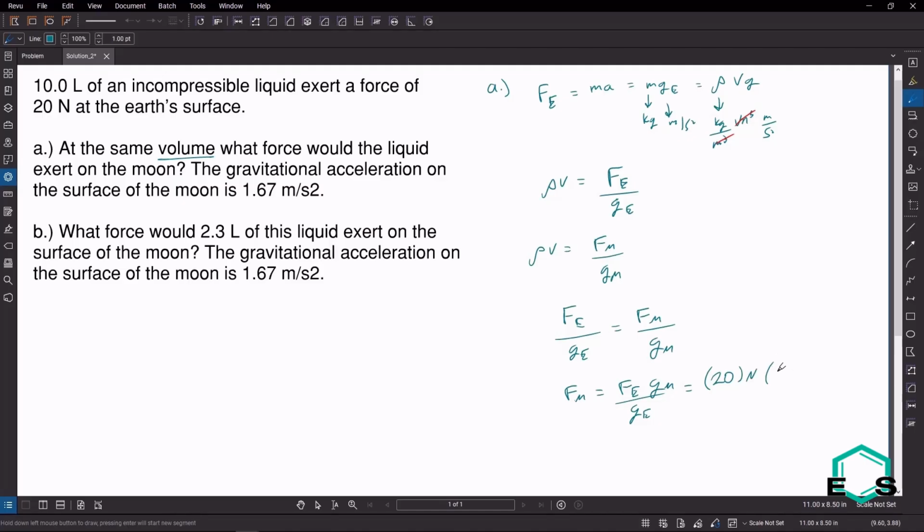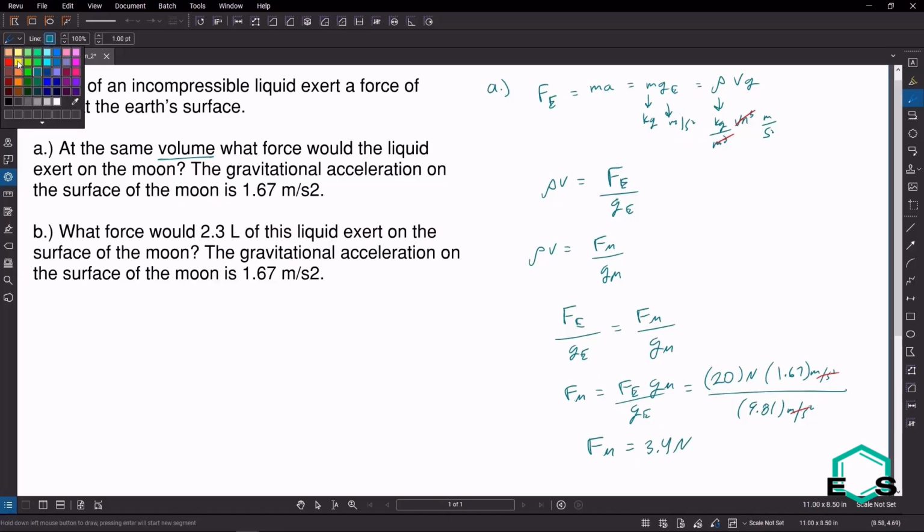The gravitational acceleration of the moon is 1.67 meters per second squared. And we should know that the gravitational acceleration of the Earth is 9.81 meters per second squared. So these units cancel out, and we're left with newtons. If you put this in a calculator, you would get 3.4 newtons.